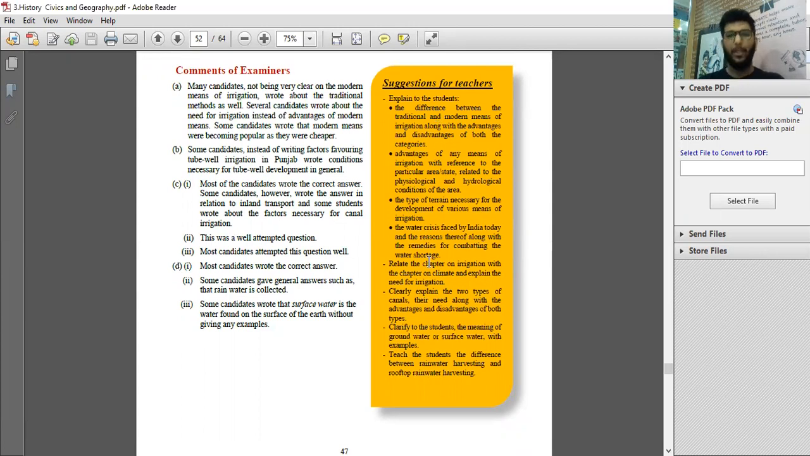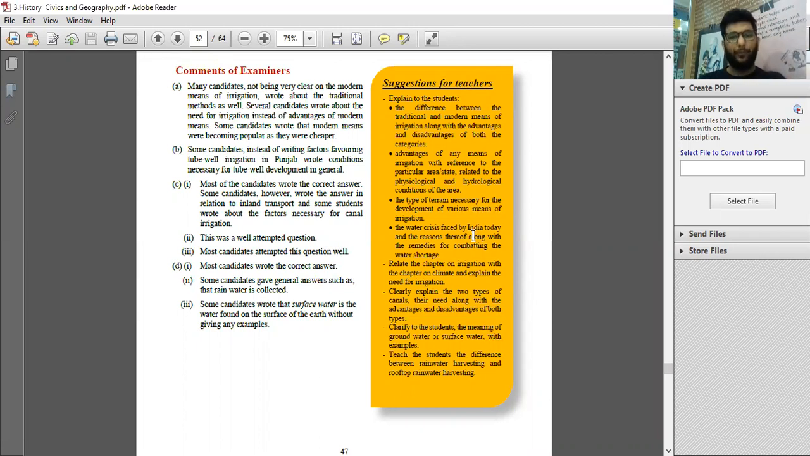Again, when it comes to selective important points, you need to understand the difference between the traditional and modern means of irrigation, their advantages, where they are found, which area, which state, and how they have been related to the physiology and hydrological condition of that area. Understand the terrain, where exactly is it found? Is it found in the elevated areas, low-lying areas, medium areas? Accordingly, you'll find which irrigation will be fitting for those sections.